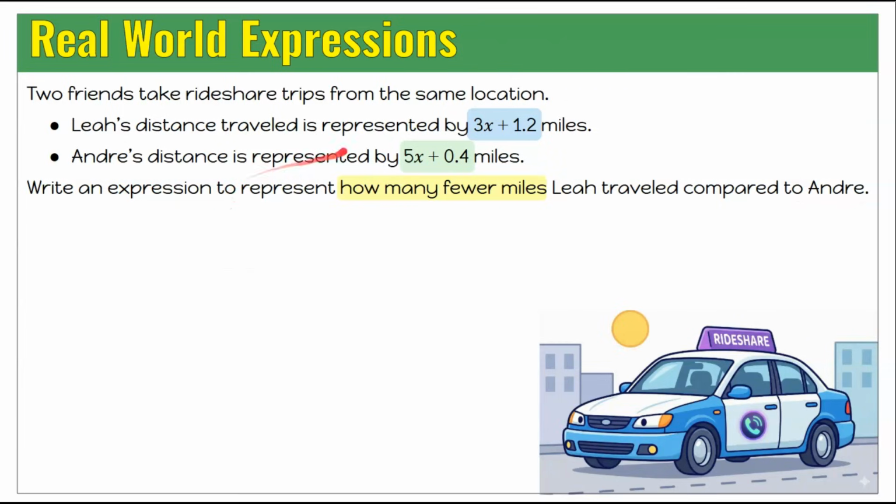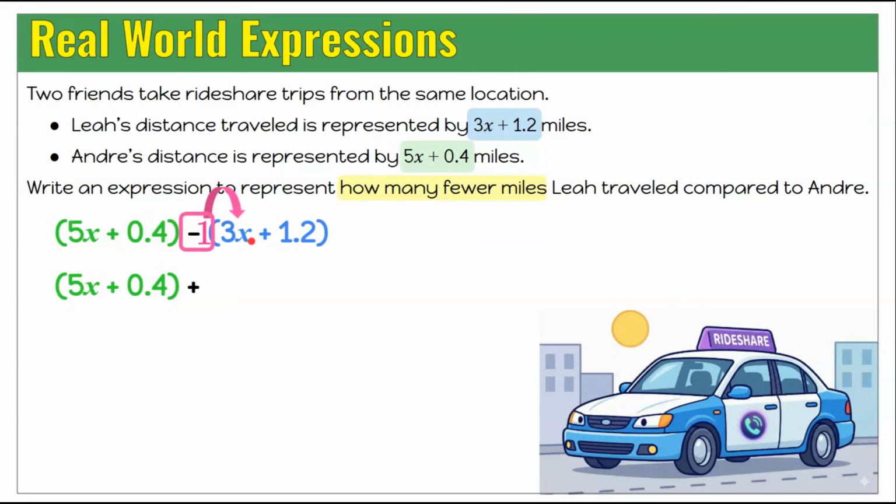So we want to know she traveled less, Leah did. So we want to start with what Andre did, and if we take away what Leah did, we can see how many fewer miles, because we know that Andre went further. So when we subtract, we're going to rewrite as addition first. So there's no addition here. Change this subtraction to addition, and we're going to find the additive inverse of the second expression.